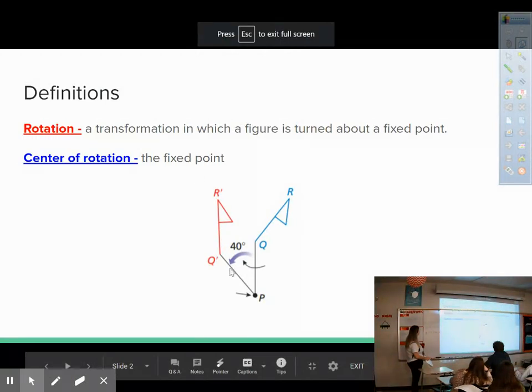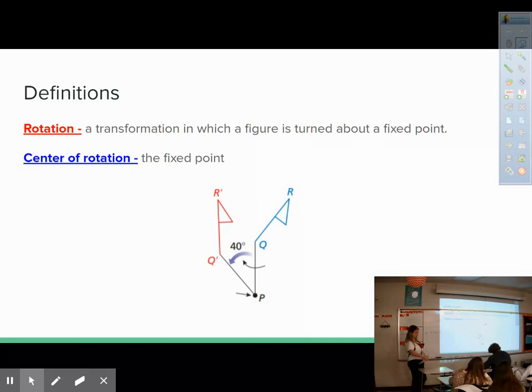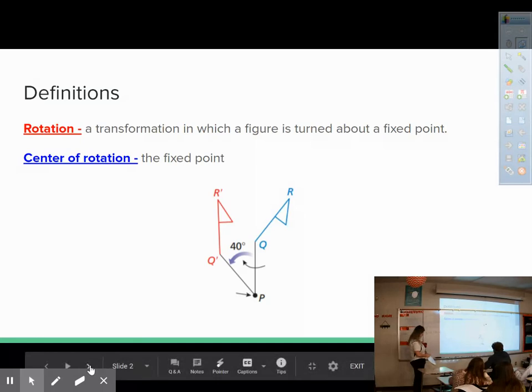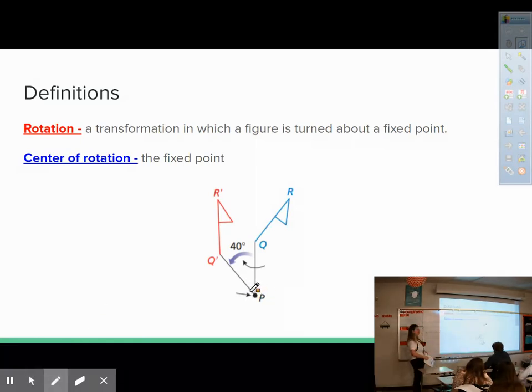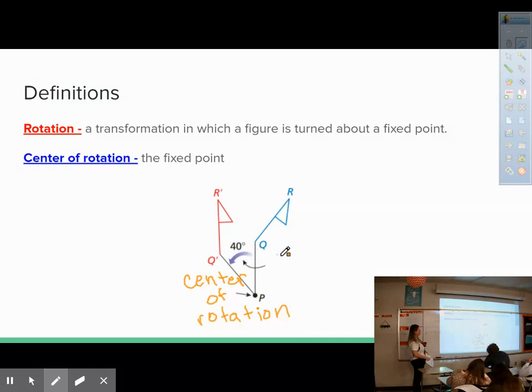All right, so for a rotation, you have something that's turning, and then you're going to have a center of rotation. Depending on where that center of rotation is, depends on how that item turns. So on your paper over there on student notes, you see this point P here? I need you to label that center of rotation. So label point P, center of rotation. And you see where it's pointing to that 40 degrees? That 40 degrees is your angle of rotation.